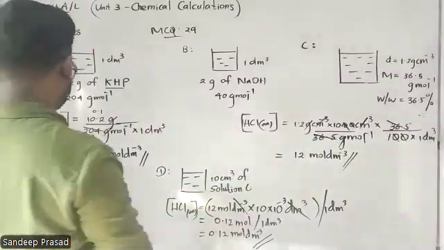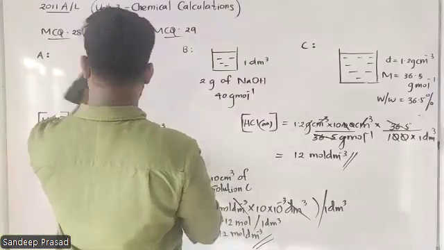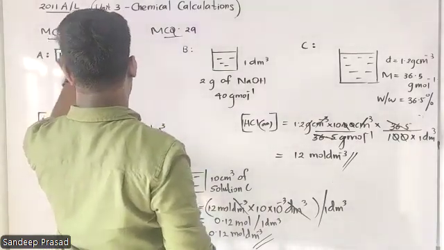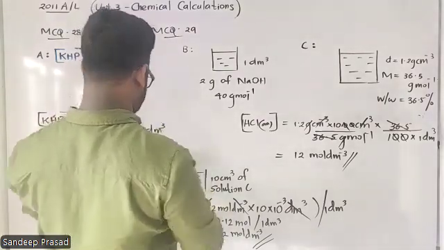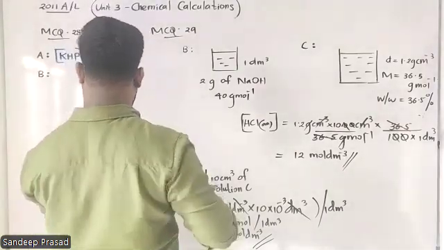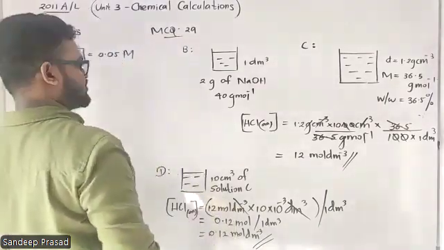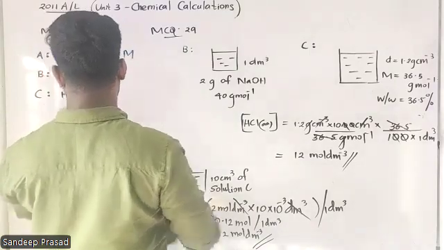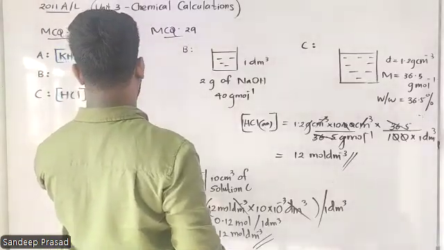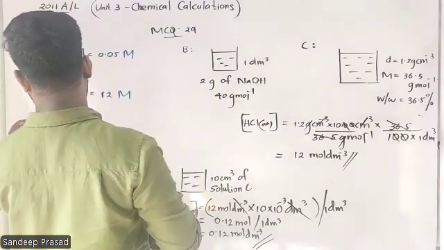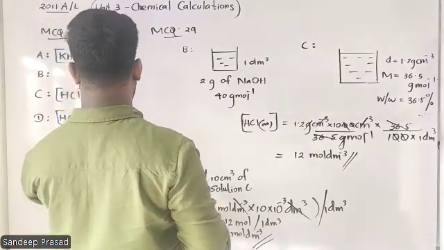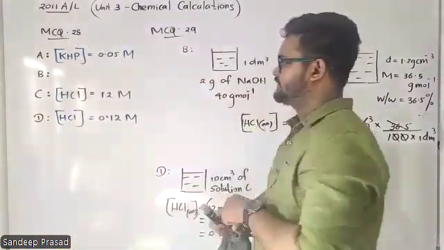Question number 28. So let me write down here capital A is potassium hydrogen phthalate. Molar concentration is 0.05 moles per cubic decimeter. Capital B is actually unknown. Capital C, the calculated capital C concentration is HCl aqueous concentration. Molar concentration is 12 moles per cubic decimeter. Capital D, HCl molar concentration is 0.12 moles per cubic decimeter. So this is the summary.